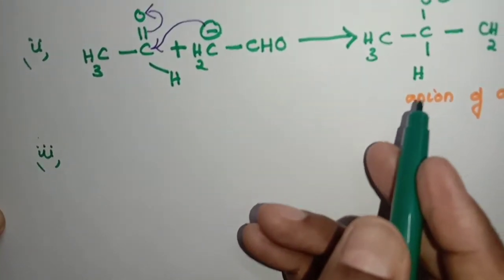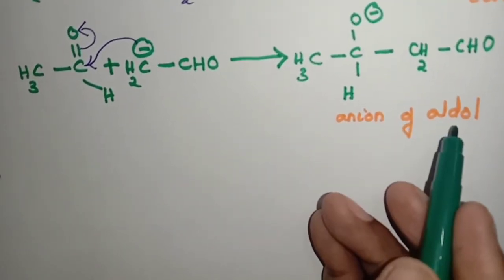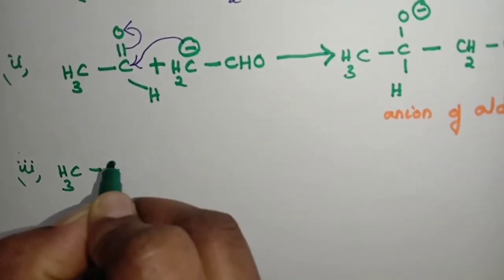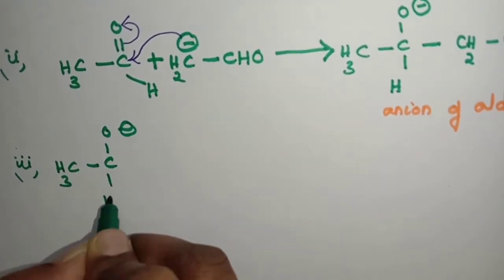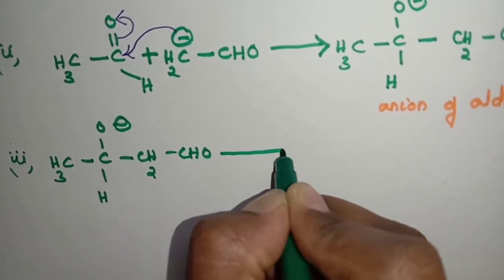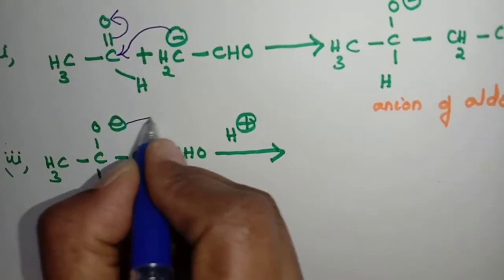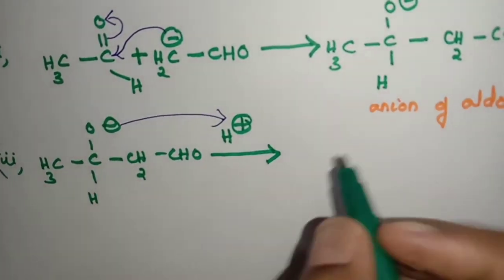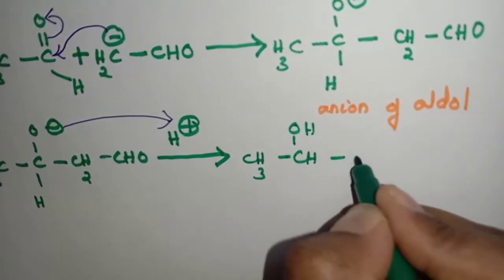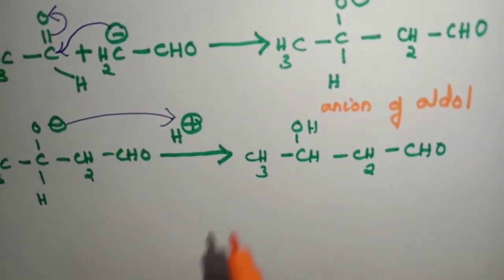Next, the third step is this anion of aldol on protonation. What does it mean? Writing here the anion of aldol, CH3 CO minus H CH2 CHO, on protonation. That is, H plus adds here and O minus attracts H plus, forming CH3CHOHCH2CHO. This is our beta hydroxy butyraldehyde.